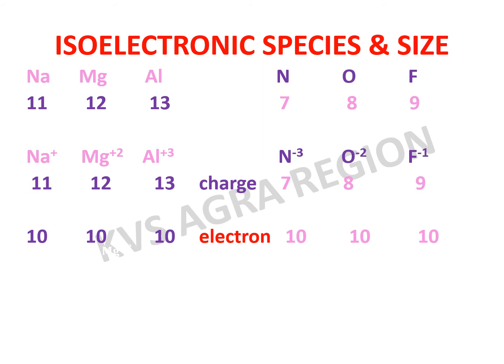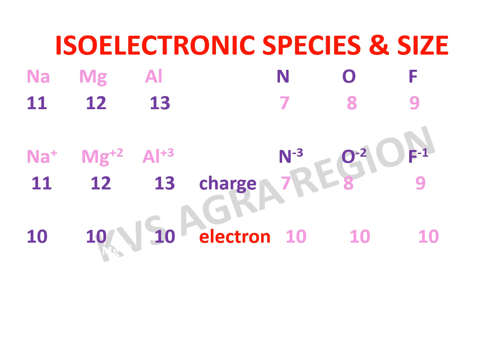What happens to the number of electrons now? All of them have 10 electrons. Hence, they are all known as isoelectronic species. From here, one thing is clear. For the same number of electrons in these species, the nuclear charge is different.